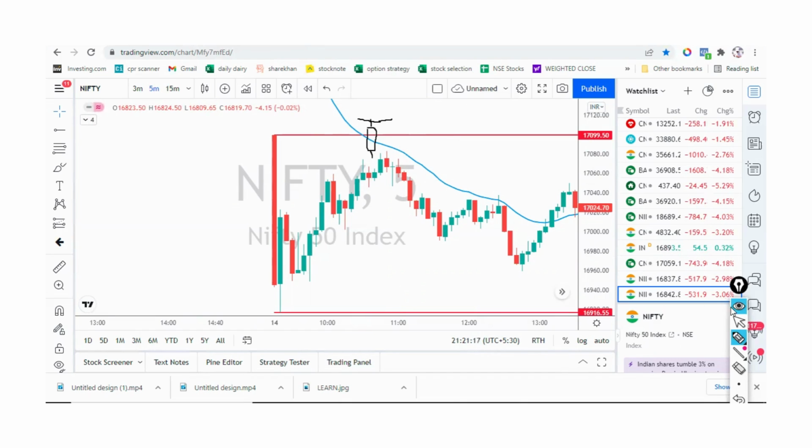So this did not happen. This did not close there. And immediately this 21 exponential moving average acted like a resistance, and it created a red candle. So now we can initiate a trade here. The low of this candle, we can initiate a trade at the low of this candle. So now we have identified a candle at 17,055. I'm sorry, at 17,050 low, we can go for a put option.